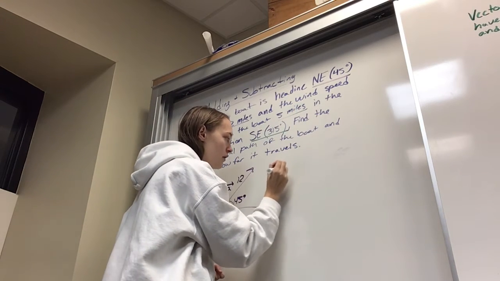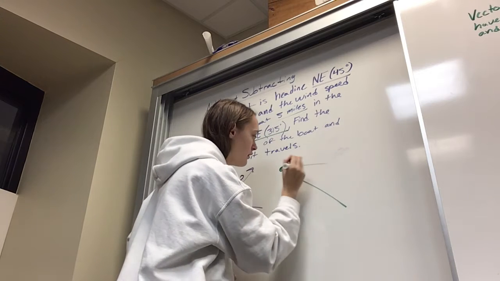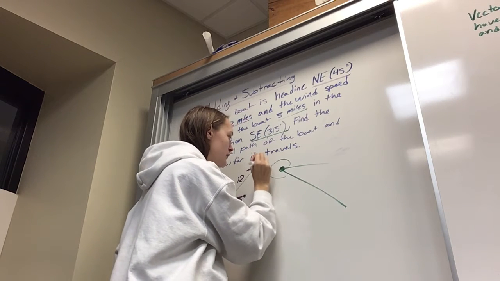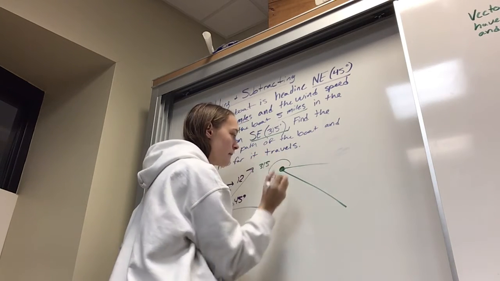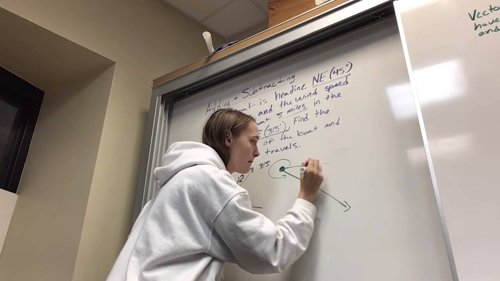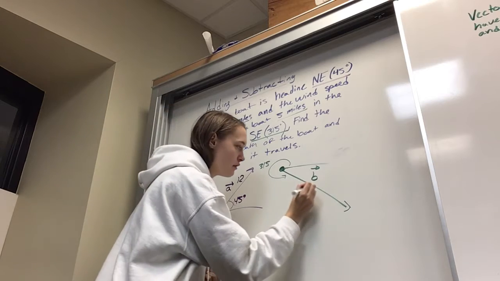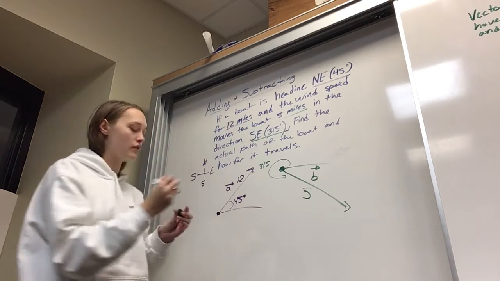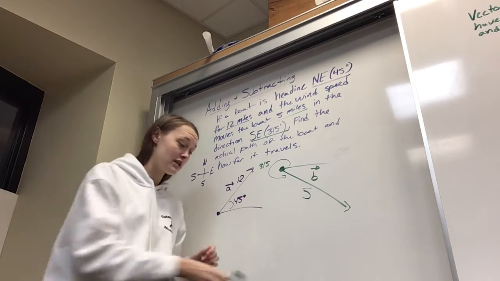So this right here would be 315 degrees. And here's our vector, which I'm going to call vector B. And it goes for 5 miles. So we have both our vectors. Now how do we add them together?